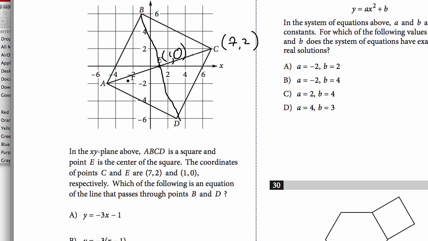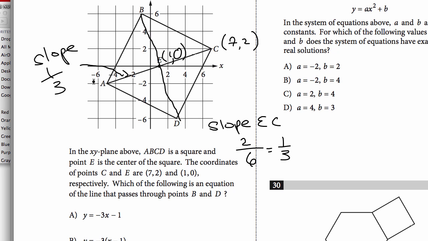Well, first of all, we have to know that it's going to be the negative reciprocal of the slope of this line. So if I can figure out the slope of this line, let's do that. The slope of EC. So that's going to be 2 over, change in y, 2 over, and 7 minus 1, which is 6. So it's a third. So if the slope of this line right here is a third, that means the slope of this line is going to be -3. Okay, so that's the rule, negative reciprocal slopes.